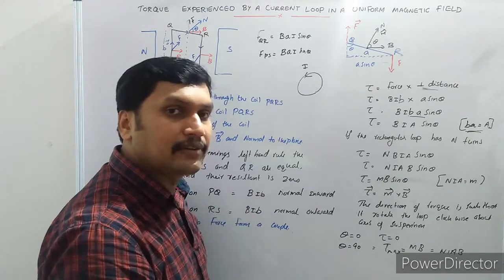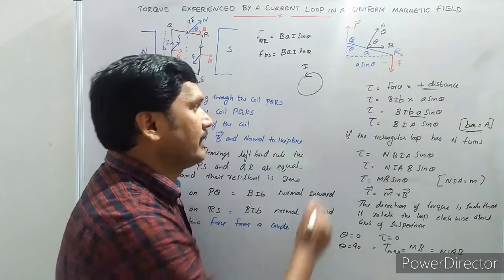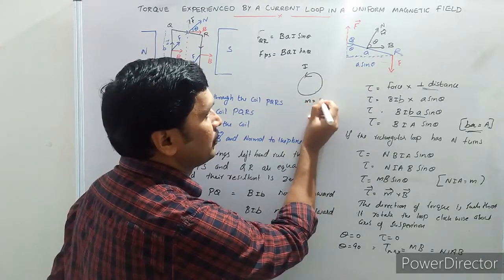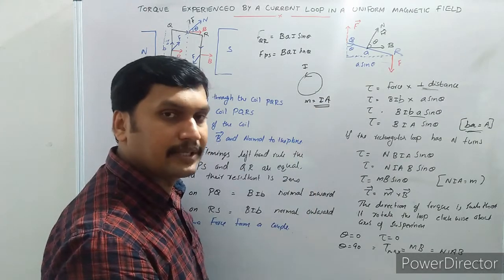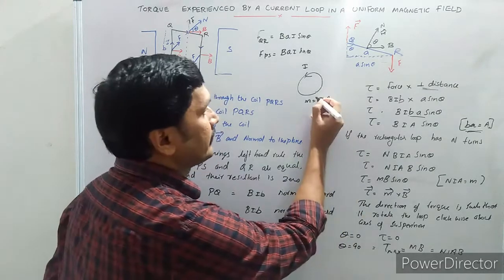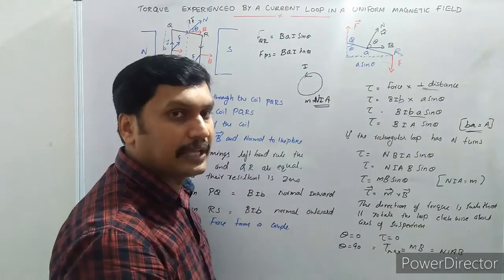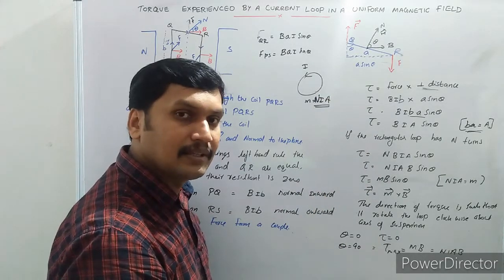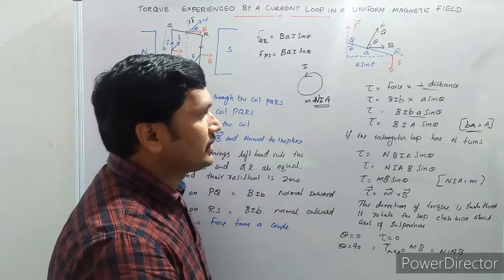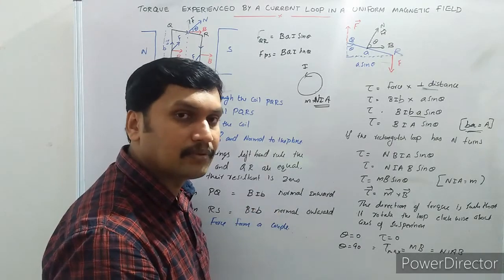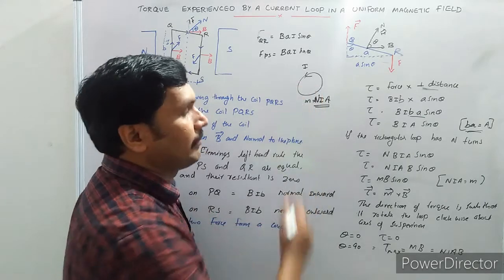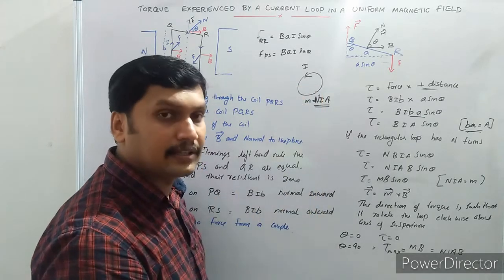For a current carrying coil, the magnetic moment is taken as current into area of cross section. That's the magnetic moment. If we have N number of turns, we write N I A. That is the magnetic moment. It is a vector quantity and its direction can be predicted by our right hand thumb rule.